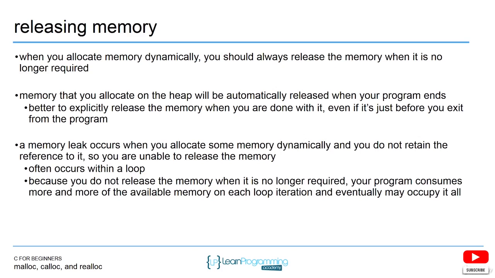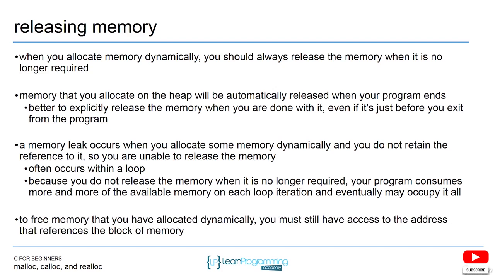A memory leak occurs when you allocate some memory dynamically and you do not retain the reference, so you're unable to release it. Maybe you're out of scope for that reference. You don't release it. That's called a memory leak. There's memory allocated, but it's no longer being used. This often occurs when you're allocating memory in a loop. You're in the loop, you allocate this memory, you use it inside the loop, and then you jump out of the loop and you no longer release it. Each loop iteration is allocating it.